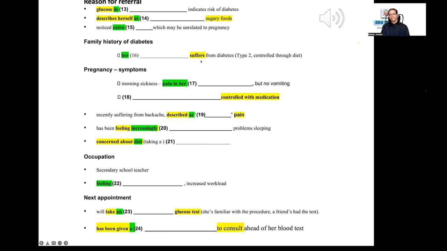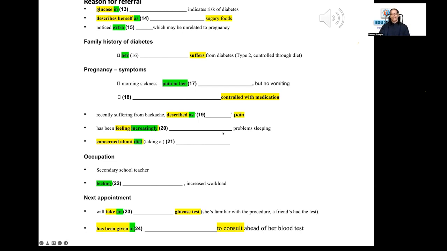So see the words just before and after the gap. Her dash suffers, or someone suffers. Pain in her dash, in her brain or in her stomach or in her head or belly, wherever, just some place in her body. Dash controlled with medication. Something is controlled with medication, some disease or some condition. Recently suffering from backache, described as pricking or something of that sort. We'll have to see what it is.